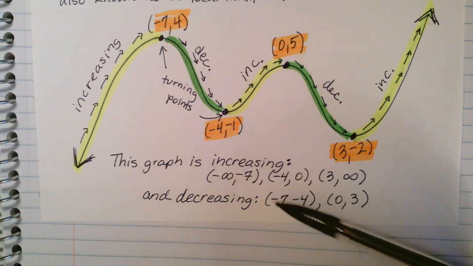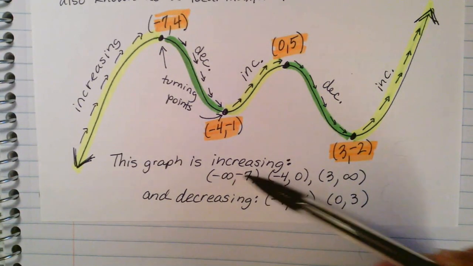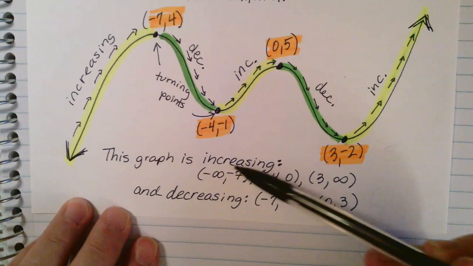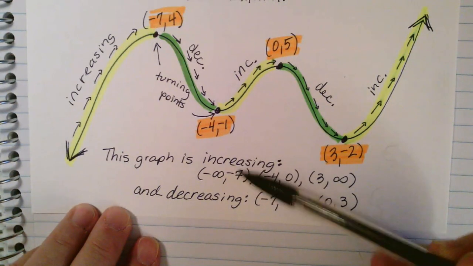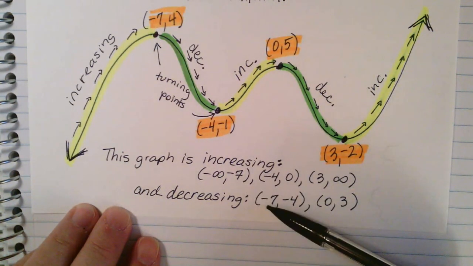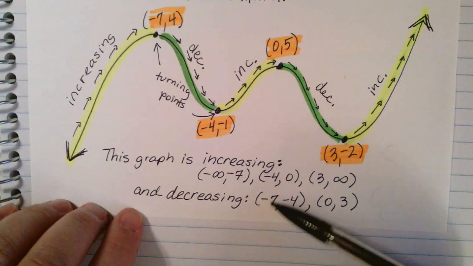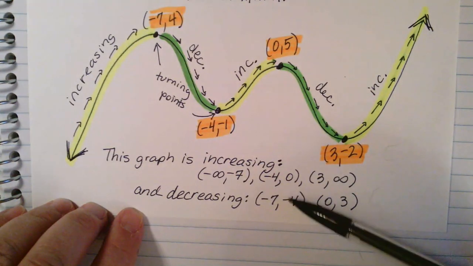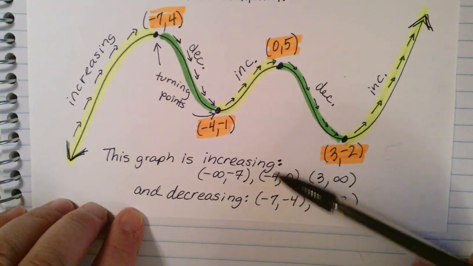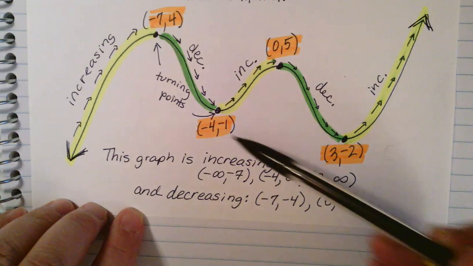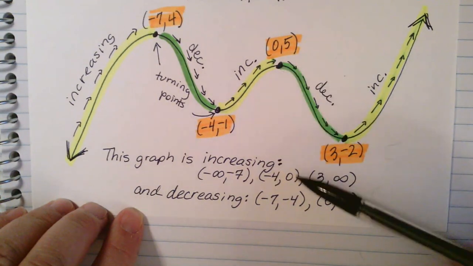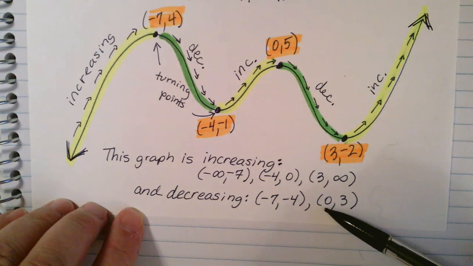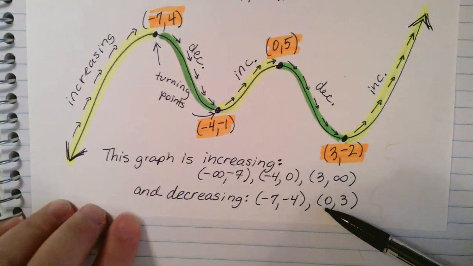So notice that these all are tied together. Here's an interval. If it stops increasing at -7, well, then that's where it starts decreasing. And then it decreases all the way to -4. And if it stops decreasing at -4, well then, boom, -4 is where it starts to increase. And it does that to 0. So if this interval is closed out by 0, then the next interval for decreasing will start at 0.